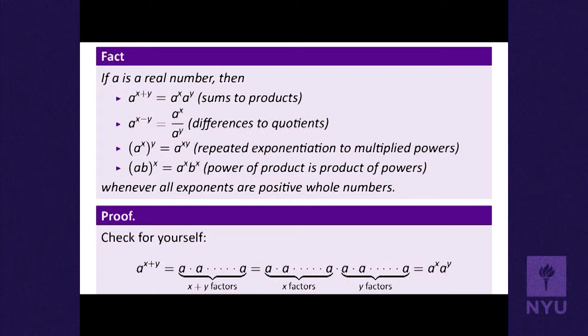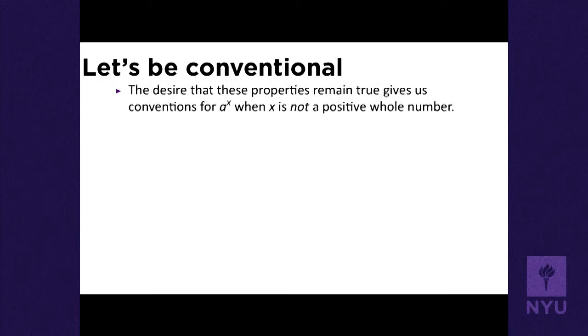And all the rest of those properties go through the same way because we're only talking about x and y being positive whole numbers. Okay, so that much makes sense with our idea of repeated multiplication. Other powers we will be able to understand by the philosophy that we want these laws to remain true. We would still want to be able to say that a to the x plus y is a to the x times a to the y, even when x and y are not necessarily positive whole numbers. So that's going to guide our definitions for these other powers.